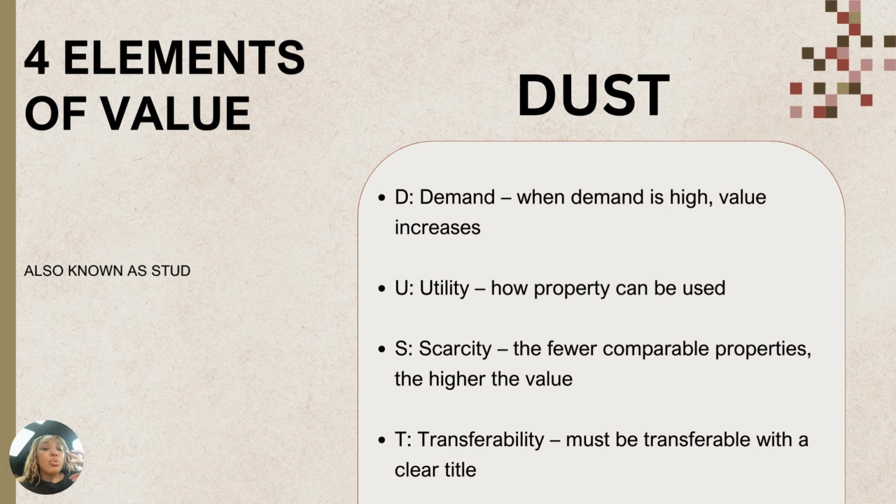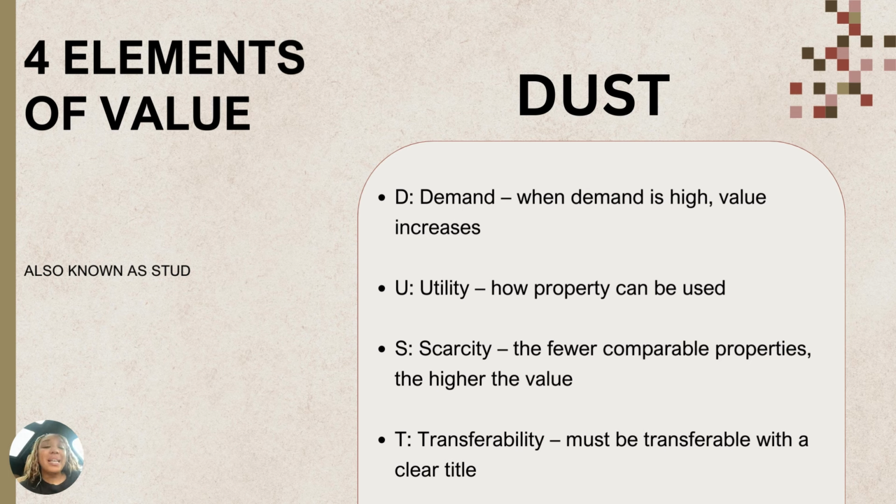Utility is how the property can be utilized, so how the property can be used. Scarcity is fewer comparable properties, the higher the value. And T is transferable, so it must transfer to have a clear title. That's what those mean. You want to know the definition, but if you can't remember off the top of your head, you can remember dust.